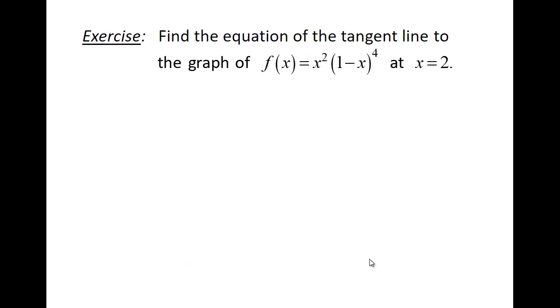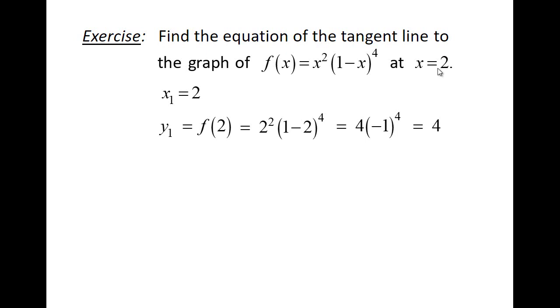All right, so here's one more example. Again, we want to find the equation of the tangent line to the graph of the function f, which is x squared times (1 minus x) to the 4, at the point x is equal to 2. Once again, we label 2 by x1, then the corresponding y coordinate would be y1, which would be equal to f of 2, and f of 2 is 2 squared times (1 minus 2) to the 4, which is equal to 4. So we got the point 2 comma 4.